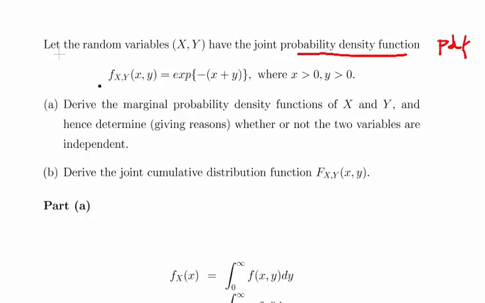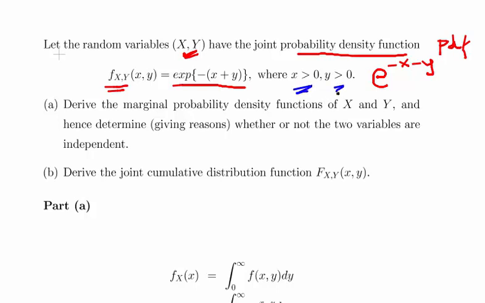So f of xy. Notice that it's lowercase f, and also we have the subscripts X and Y, just to specify which variables we're referring to. And this is the expression for the joint PDF, the joint probability density function. It's the exponential of minus (x plus y) in brackets. You could actually just write it as e to the minus x minus y also if you want, where this bit here is important.